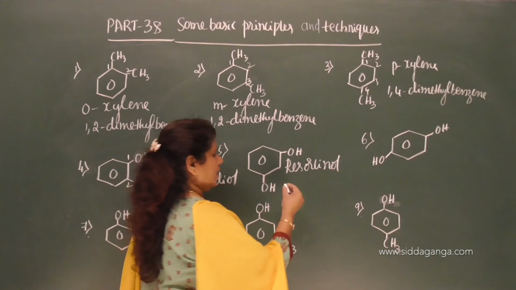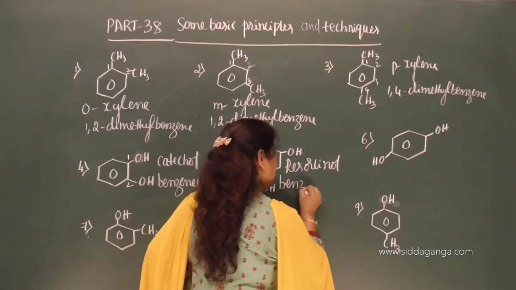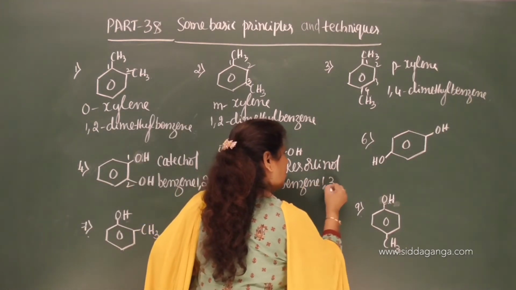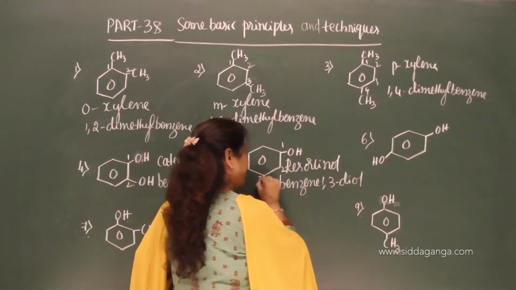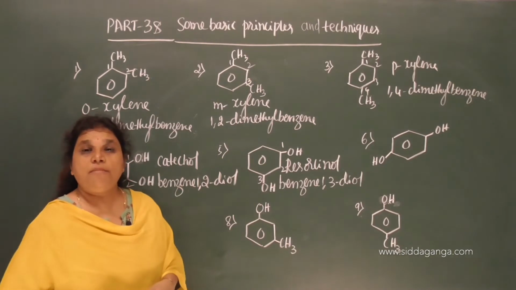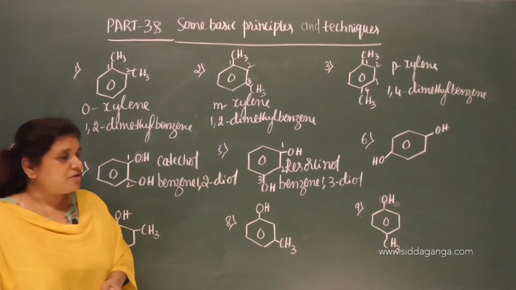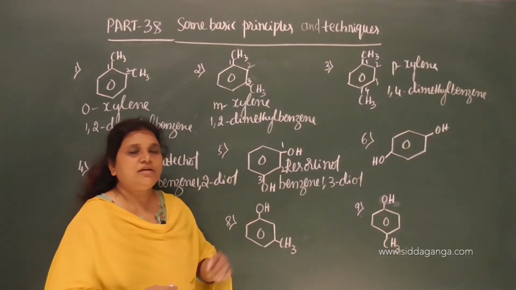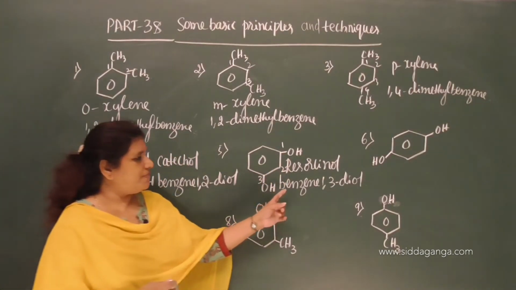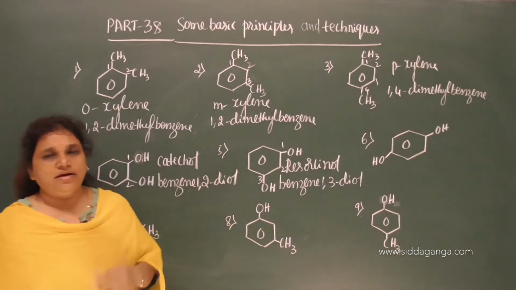Resorcinol is the common name. So benzene 1,3 diol is the IUPAC name. What is this position? Meta position. Meta position because the OH groups are on the alternate carbon atoms. So it is benzene 1,3 diol.